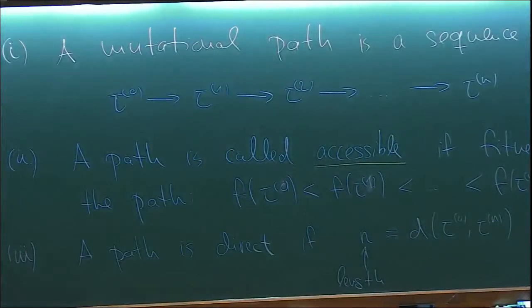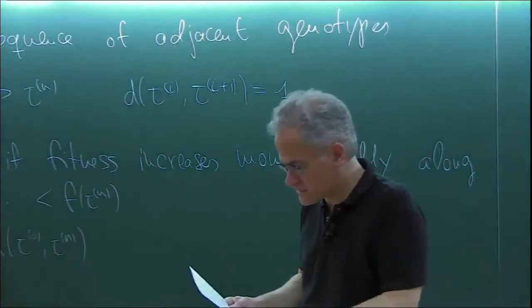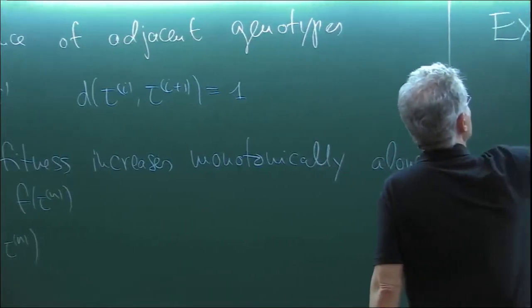And so this means that for a path in general, you have an initial point and a final point, and if every step along the path takes you closer to the final point, then the path is direct, right? But that doesn't have to be the case. So let me give you an example of these different definitions.